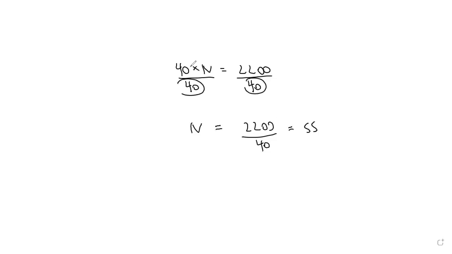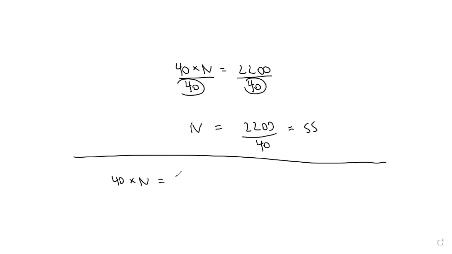So there is thankfully a more convenient trick that you can use that is the equivalent of what we just did right here. So now I'm going to show you that trick. So let's just write the original equation. 40 times n equals 2200. So the trick is, if you want to get rid of something, you can move it from one side of the equation to the other, as long as you give it the opposite operation compared to what it had before.